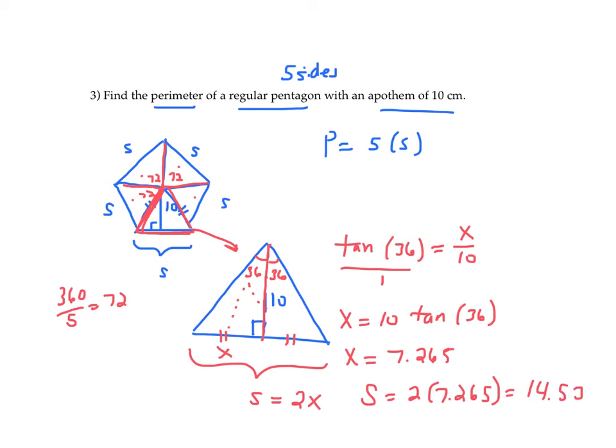14.53. Okay, we have to find the perimeter. Remember, the perimeter of our pentagon can be found by taking 5 times the length of one of those sides. So we're going to say the perimeter is equal to 5 times that 14.53. So the perimeter is approximately 72.7 centimeters. Now, there are lots of ways of doing this problem. This is just one way of going about it. Your teacher may show you different methods for doing the problem.